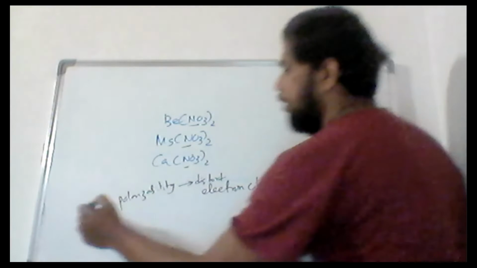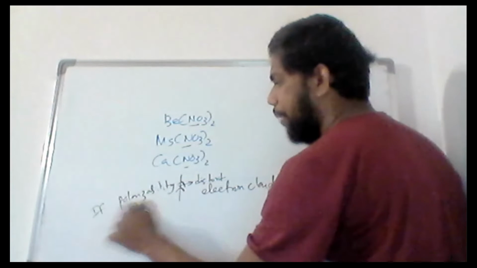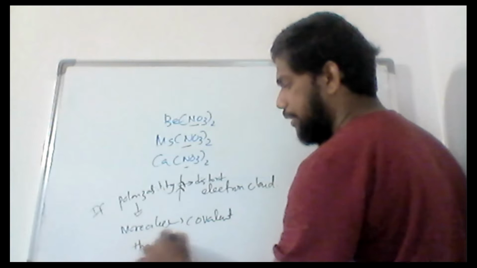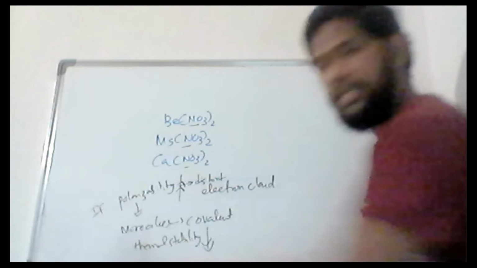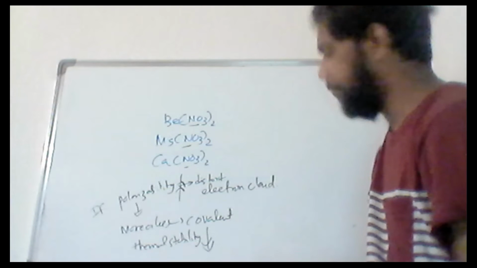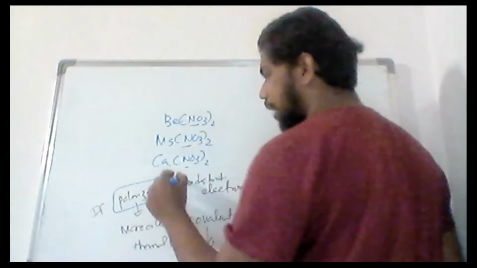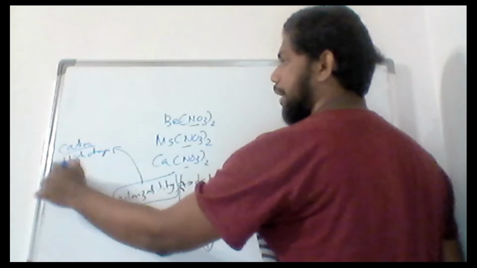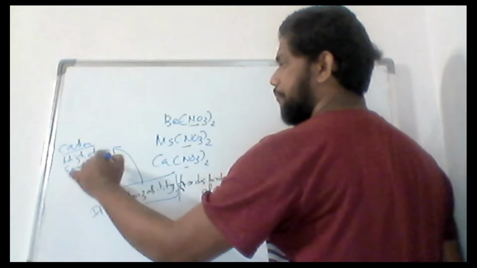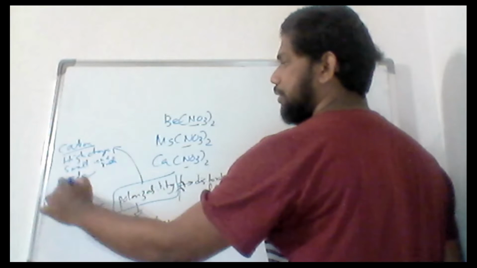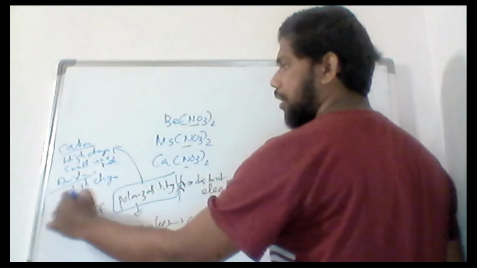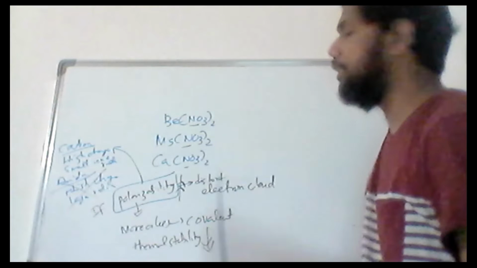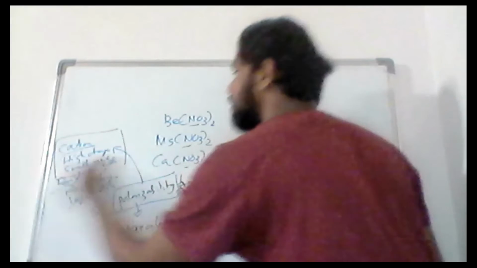And if you can remember, I told you, if polarizability is high, the compound is more or less covalent in nature, and thermal stability is lower if the compound is covalent. Now we will see. And if you can remember, I told you to have a good polarizability, the cation should have high charge and small ionic radius. The anion should have again high charge but large radius. But here we don't need to consider the anion, because we are not considering it here, but we have to consider the cation.